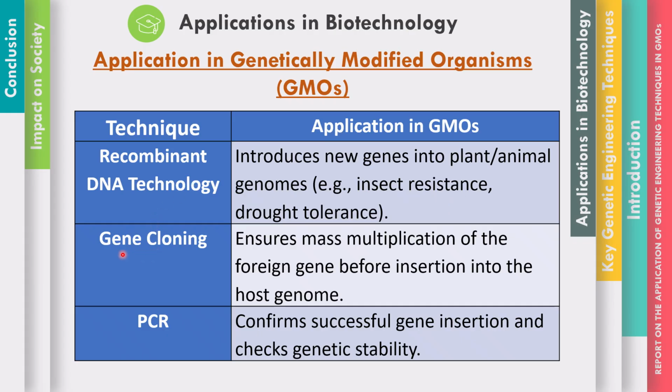Then the technique of gene cloning. This one can be applied in GMOs. It ensures mass multiplication of foreign genes before insertion into the host genome. Then PCR, polymerase chain reaction. Its application in GMOs: it confirms successful gene insertion and checks genetic stability.